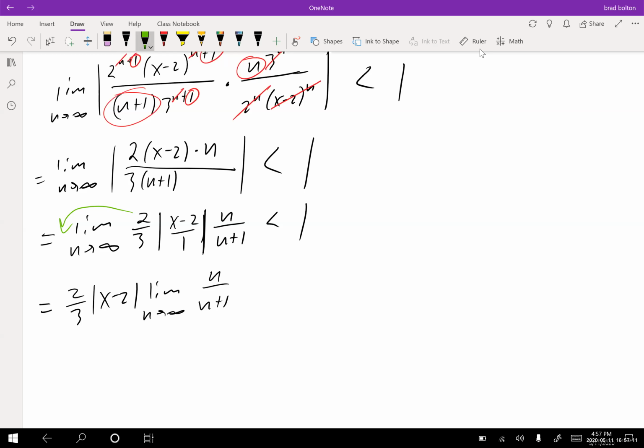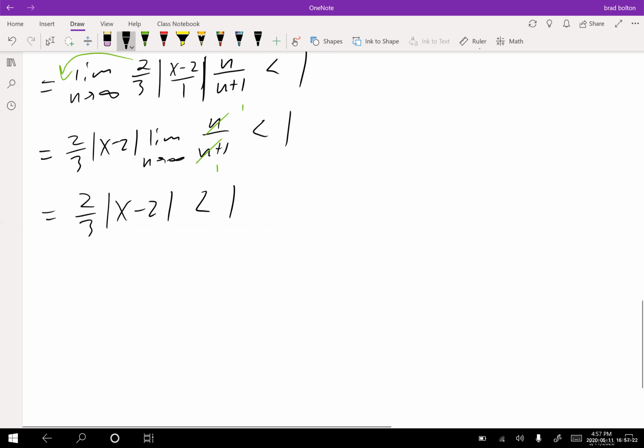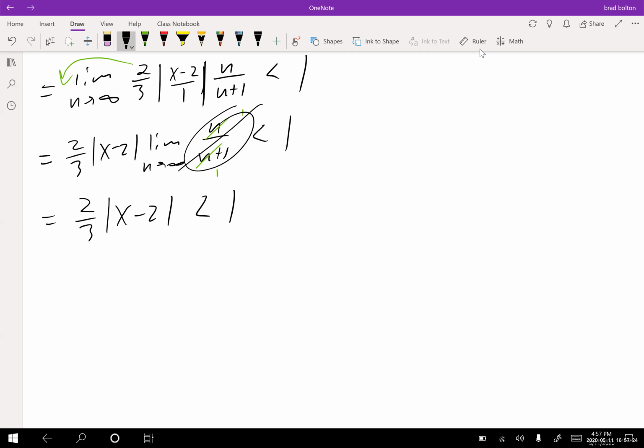And now we know that this will cancel and become 1 when we take that limit, and this has to be less than 1. So this will be 2/3 absolute value of x minus 2 less than 1. All right, so this is all gone now, and it becomes 1. Okay, no more limit. We used up the limit by taking the limit of n plus 1. So now we just have to solve for the x minus 2 inside the absolute values. Just multiply 3 over 2 over to the other side, and then put a 3 over 2 here. So now we have the absolute value of x minus 2 is less than 3/2.